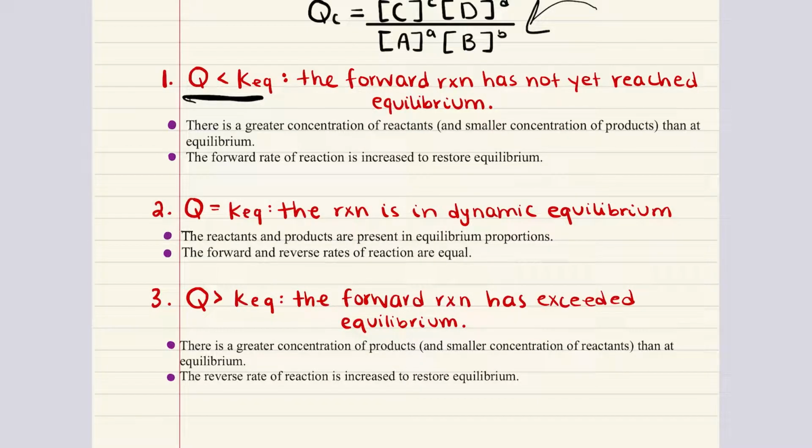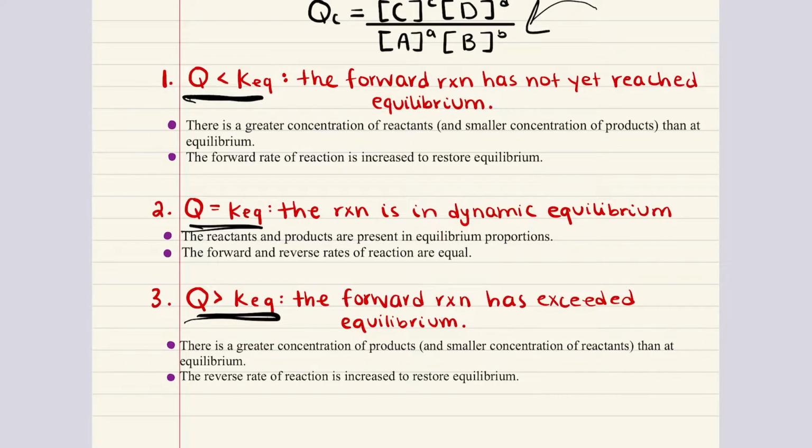When Q equals K, the reaction is in dynamic equilibrium. And so the reactants and products are present in equilibrium proportions, and the forward and reverse rates of the reaction are equal. When Q is greater than K, then the forward reaction has exceeded equilibrium. The reaction will now proceed in the reverse direction to reach equilibrium, converting more products back to reactants.